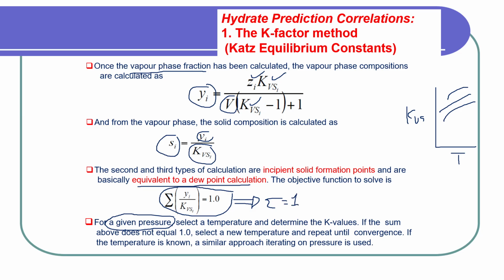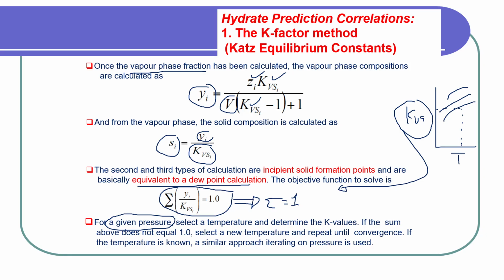If you have the opposite scenario where you know the temperature and you need to know the pressure, you do the same thing. You assume a specific value for the pressure, you have T, you calculate how much KVS is, and then you start to look at the summation. You take the summation. If the summation is equal to 1, then it's ready.